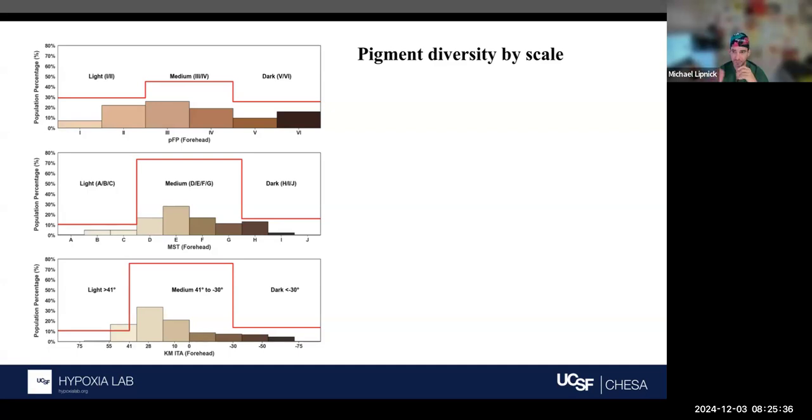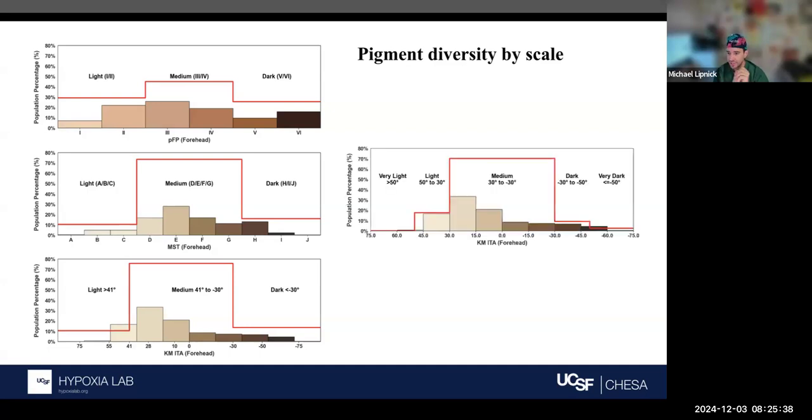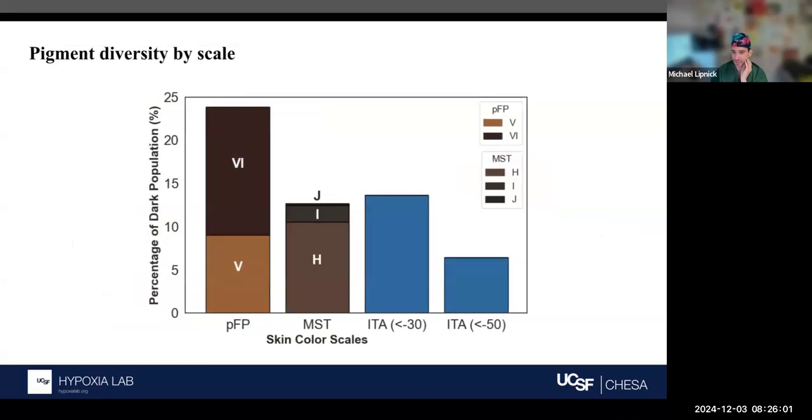Okay, sorry, one click forward, please. If we change our ITA thresholds, though, to account for some additional options for characterizing those with ITA less than -30, in this case we added a bin for less than -50. When we do that, the percent of the population that would be characterized as very dark drops considerably. Next slide, please. I'll show this in a slightly different way.